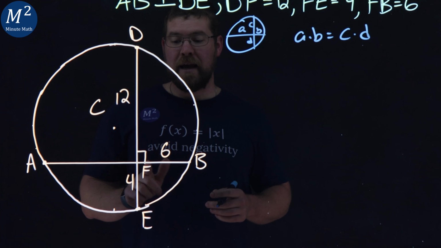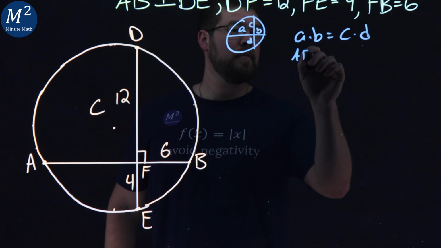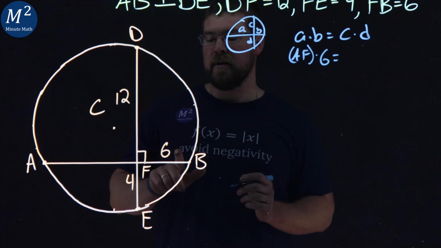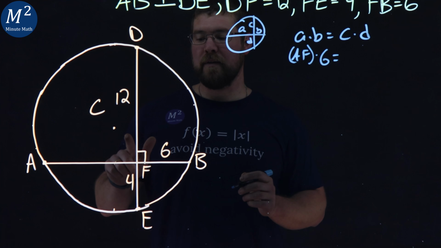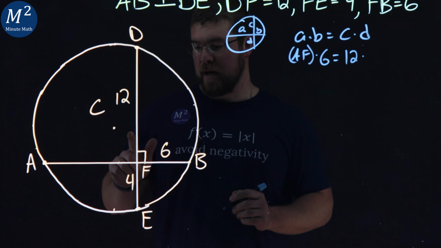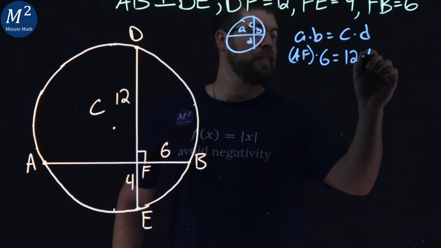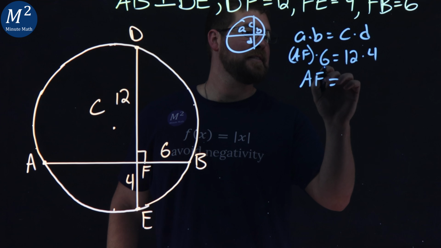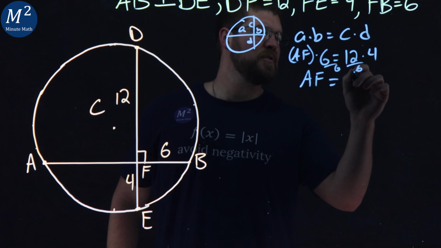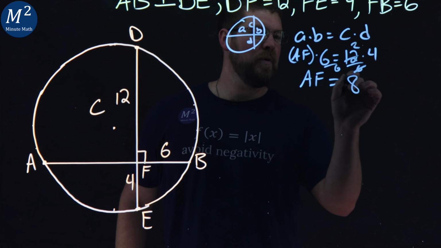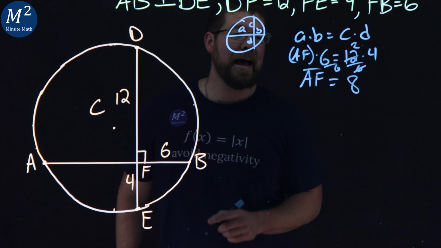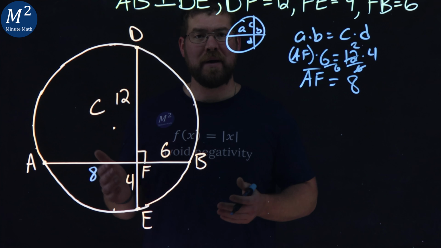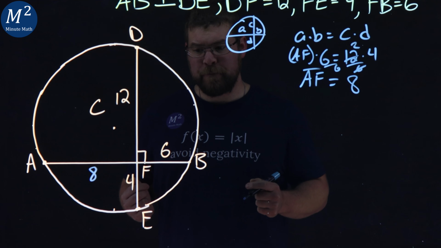So following along, let's say AF is our A, so AF times the B value, which would be 6 here, is equal to 12, the length of DF, times the length of FE, which is 4. Solve for AF. We have AF by itself. We divide both sides by 6. Do it quickly here. 6 and 12 become a 2. It's easy. We get an 8. And so AF has a length of 8 here.